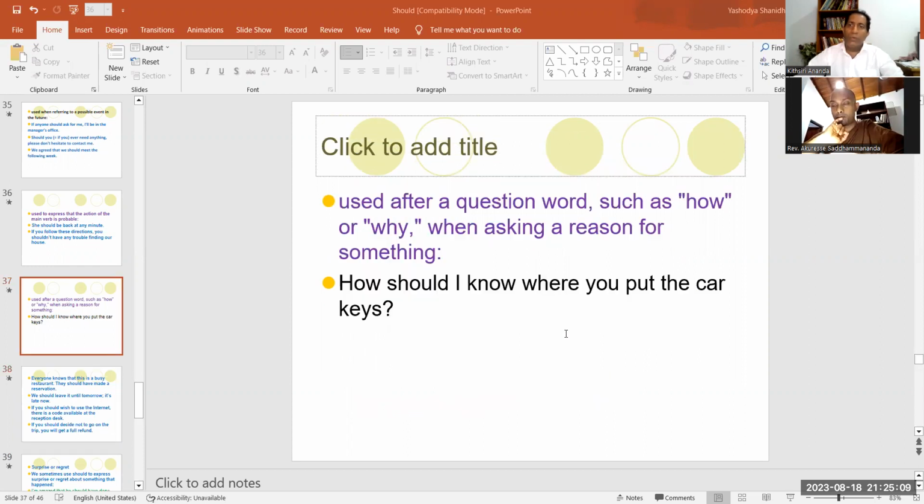How should I know where you put the keys, car keys?